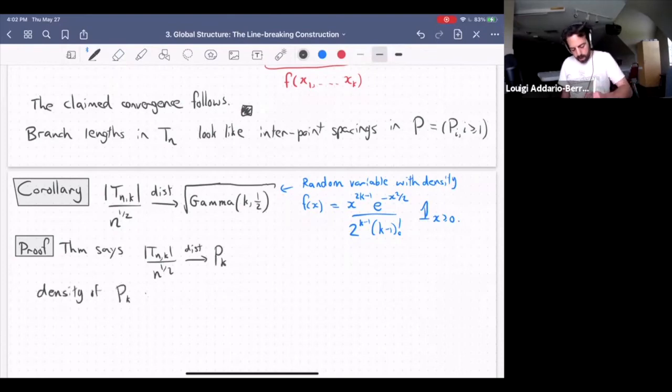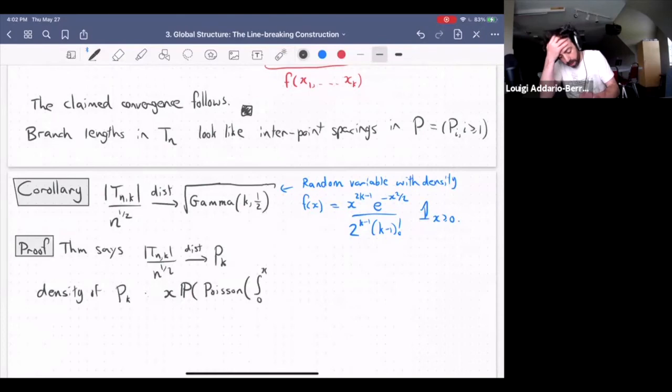Right, so that's what we're asked. So if we want pk to be around x, then that's saying there should be a point at x, and that occurs with rate x in the Poisson process, and then we should have that the Poisson process has k minus 1 points up to that time. So the integral from 0 to x of t dt should be k minus 1.